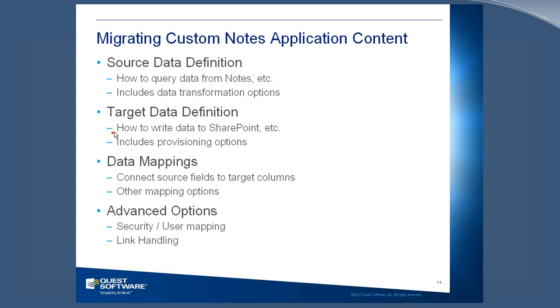On the target side, we're going to design our own target data definition that defines how we want to write data out to SharePoint. This will include the ability to provision a whole new custom list using all the custom fields that we found in Notes. Between these two, you have a lot of options and a lot of power, and I'm going to try to capture a good number of those today. Some of those things we're going to be saving for the advanced migration section on week 3.